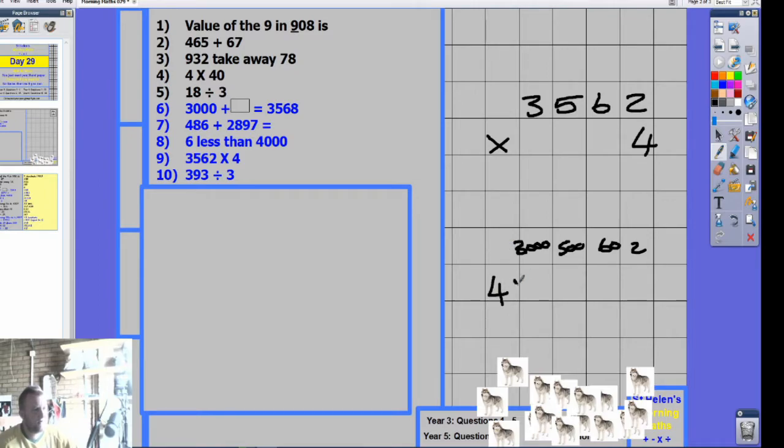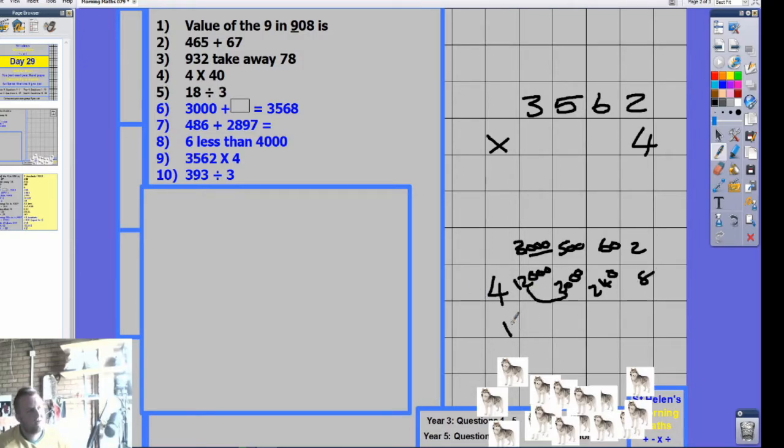4 times 3 is 12. How many zeros? 3. 1, 2, 3. 4 times 5 is 20. How many zeros? 2. 4 times 6 is 24. 6, 12, 18, 24. Yeah, 24. How many zeros are there? 1. And 4 times 2 is 8. I really like this way because it's nice and simple.